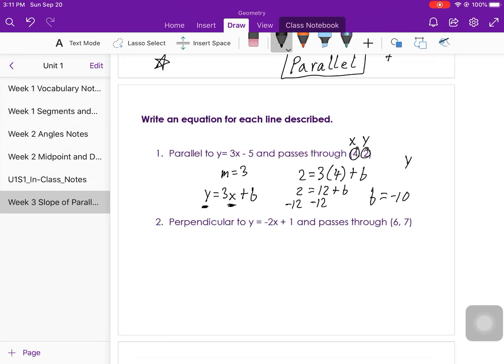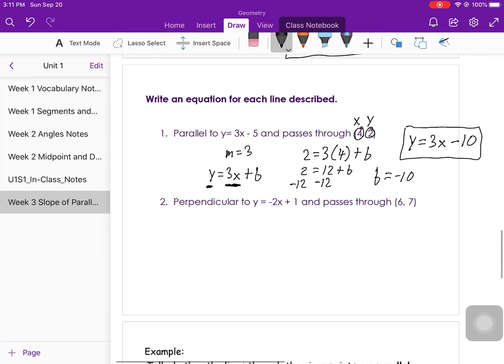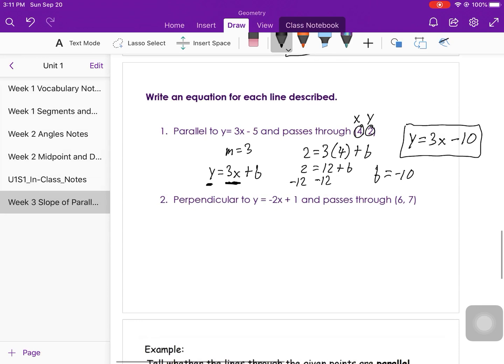Okay, so we end up getting y equals 3x, because that was our original slope, which we got over here on the left. Now that we know the b value, we just plug it in as negative 10, and there's the equation of our line. Very similar setup for this next one.